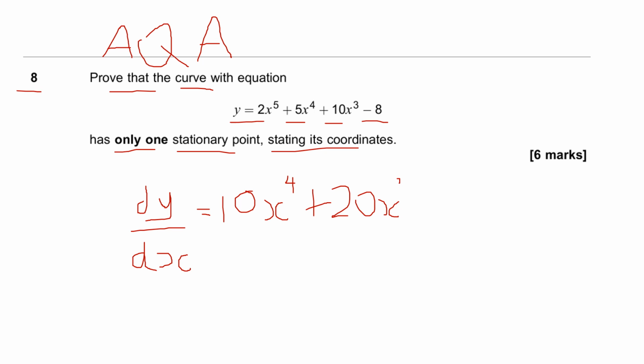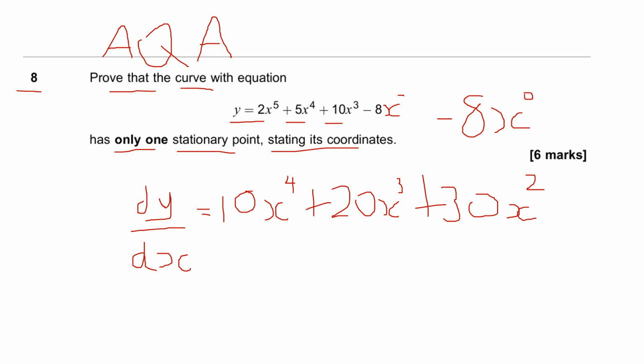And then 10 times 3 makes 30, and then knock 1 from the power. So 30x squared, and then minus 8 goes to 0. When you differentiate it, you can give it as minus 8x to the power of 0. If you're unsure as to why, x to the 0 is equal to 1. Minus 8 times 0 is 0, so we have 0x to the minus 1, which just goes to 0.